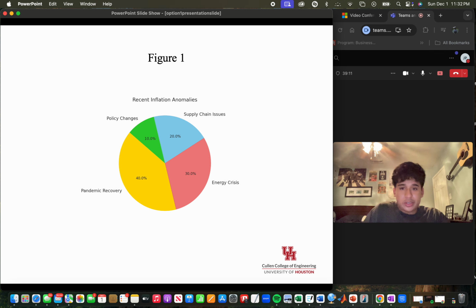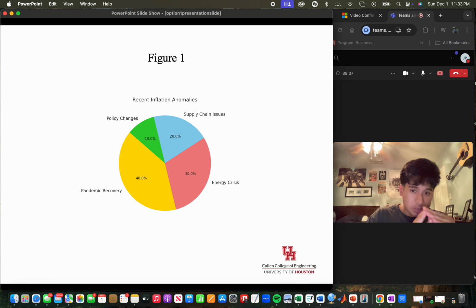So this is just figure one. This is something that we created from the Excel. So we see the recent inflation anomaly. So what impacts inflation the most? Obviously, the pandemic. The pandemic just destroyed the economy. So that one had the greatest chunk at 40%. 40% was for pandemic recovery.